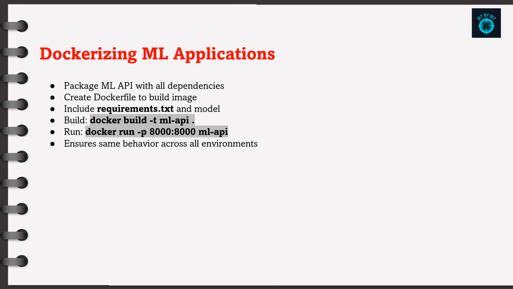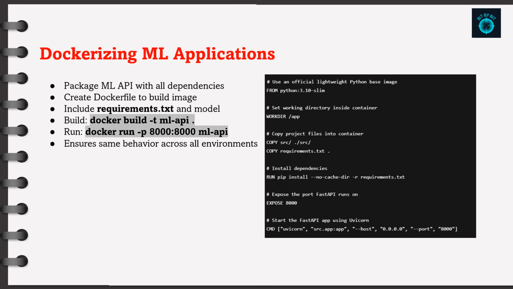Dockerizing ML applications. In MLOps, Dockerization means packaging your model service and its environment into a single portable container. That container can run anywhere, your laptop, a testing server, or the cloud, and it will always behave exactly the same way. We start with a file called Dockerfile. No extension, just Dockerfile. It's basically a set of instructions telling Docker how to build the container image. Let's see what it looks like.